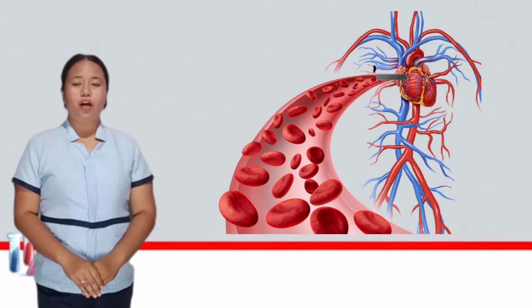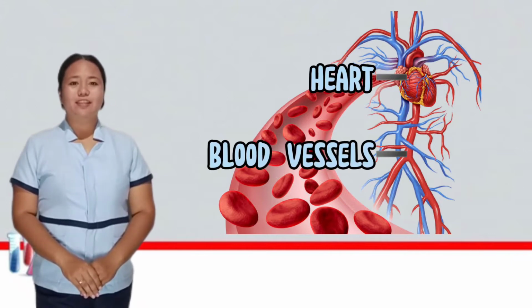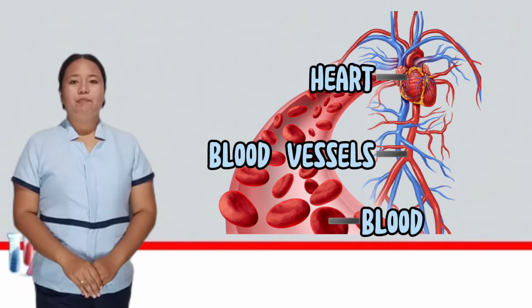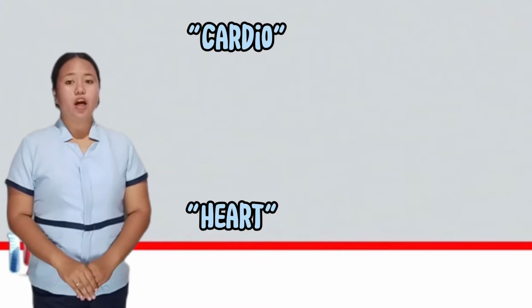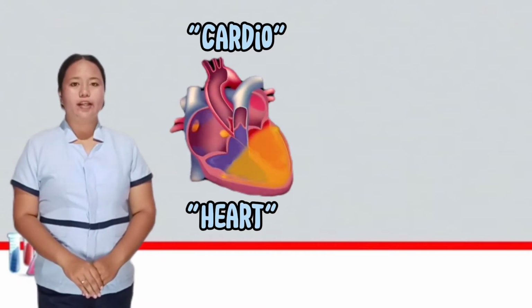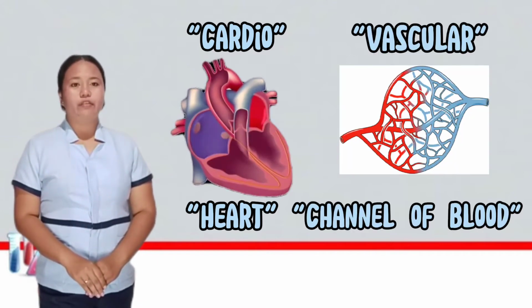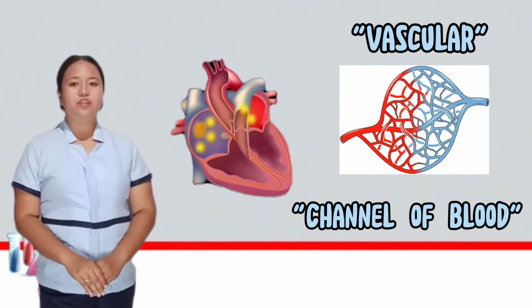The major structures that make the system possible are the heart, the blood vessels, and the blood. Because of this, the circulatory system is called the cardiovascular system, where cardio refers to the heart and vascular refers to the channel or passage of the blood. So let's talk about the composition of the circulatory system.